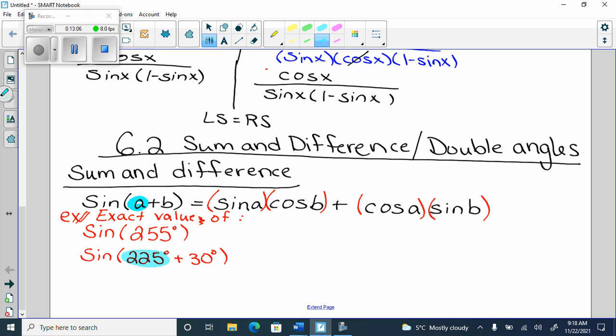matches with this bad boy here, correct? 225 matches with the A. We following? Yes. So wherever there is an A in this formula, I'm going to put what? I'm going to put blue, which is true, not incorrect. But I'm going to actually put 225, and then 30 is in the spot of B, so I'm going to put that in for B.